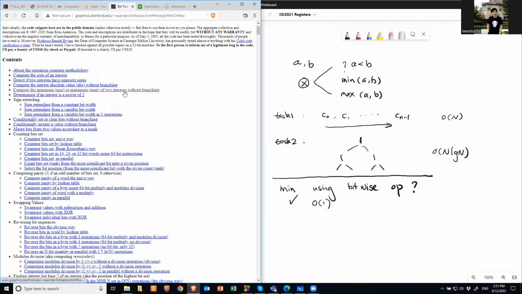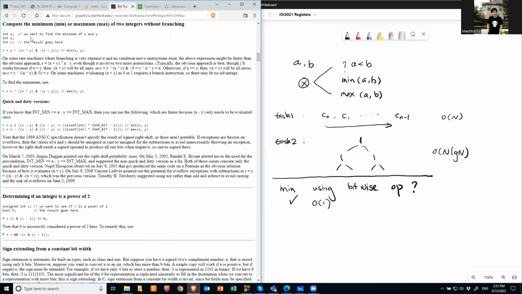So, for example, the problem we were trying to do was here, right? Compute the minimum and maximum using bitwise operations. That was the one we were trying to do. This one is faster. This is O of 1. This is O of n.